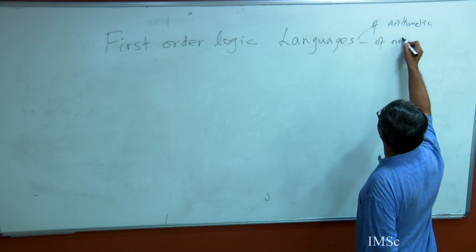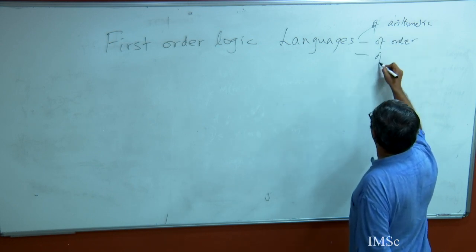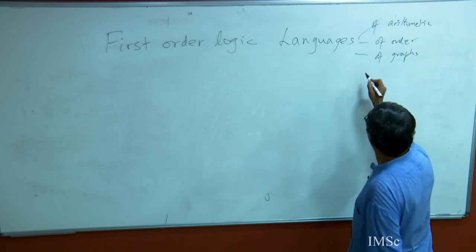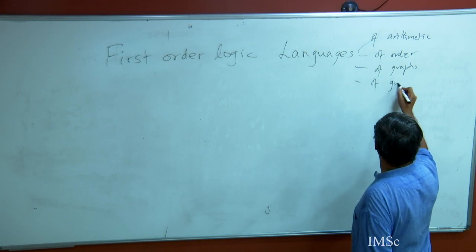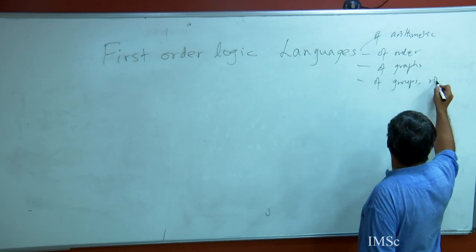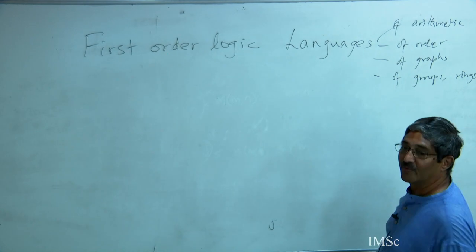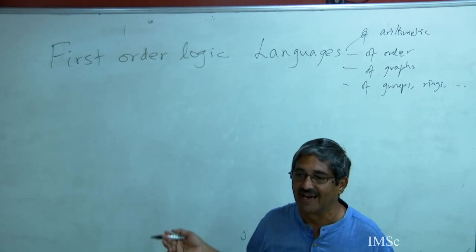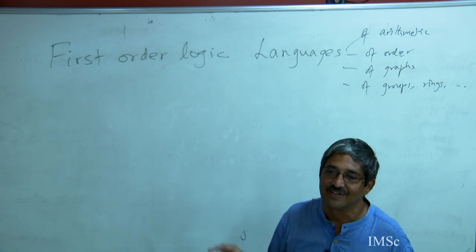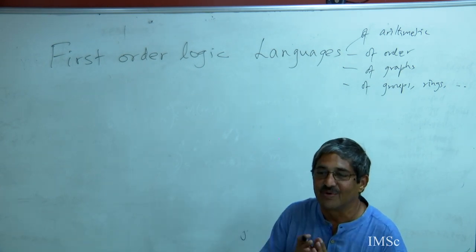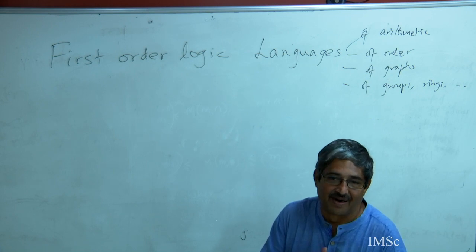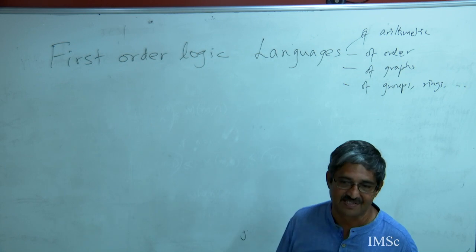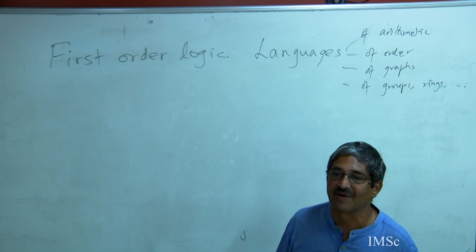Language of order, language of graphs, language of groups, rings, what have you, or some ad hoc languages, maybe for databases, AI, whatever. Though I didn't take such examples, we'll stick to only mathematical examples. But the deal is that you have some structures in mind and you formulate some language.